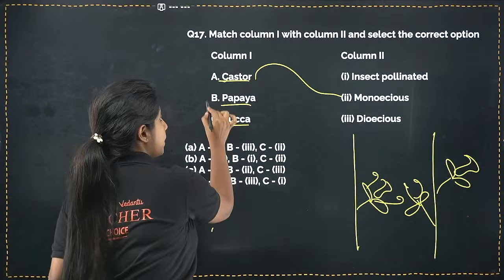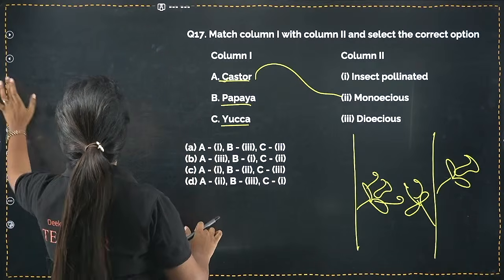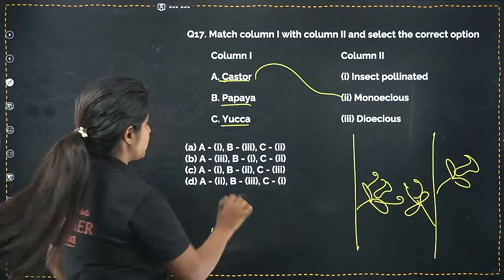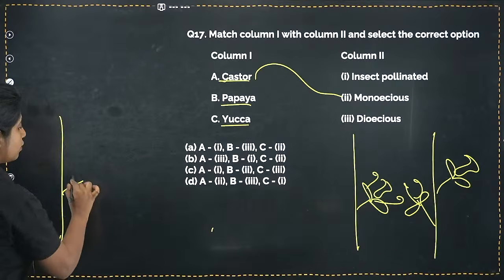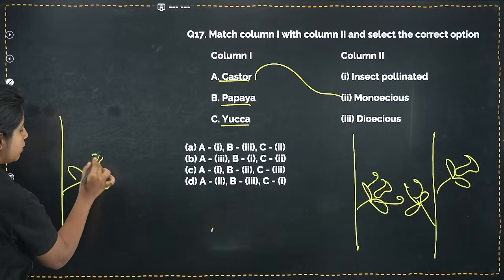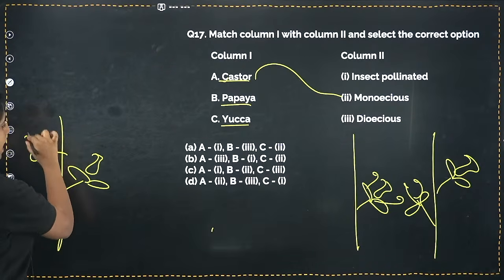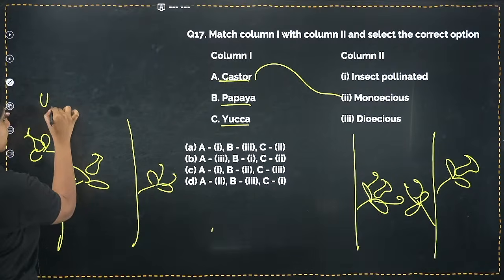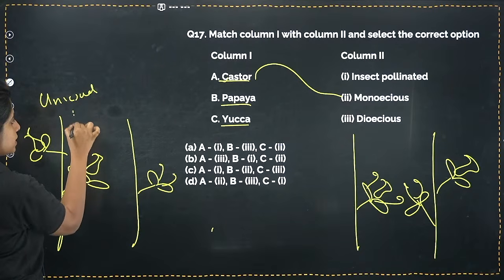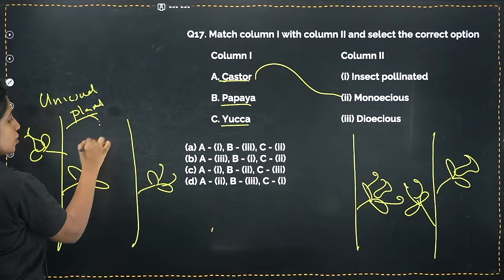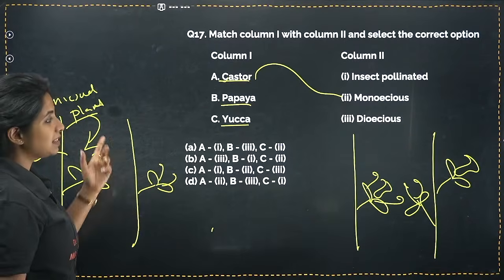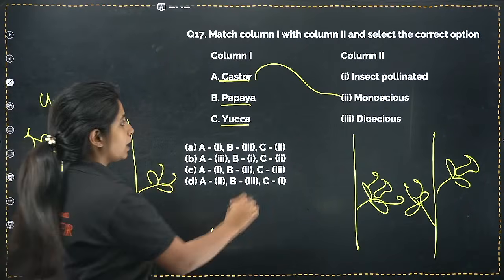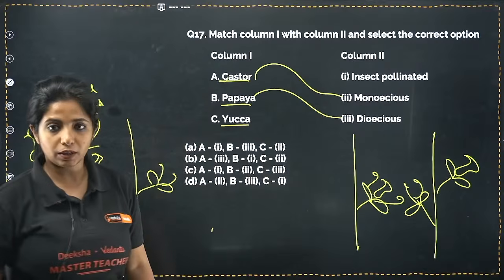When you talk about papaya, it is going to be dioecious. Dioecious basically means that one plant will be having only female flowers. Another plant will be having what? The male flowers. So can I say that they are unisexual plants altogether? Unisexual plants with unisexual flowers. These are dioecious. They are known as dioecious. So your papaya comes under that particular category.